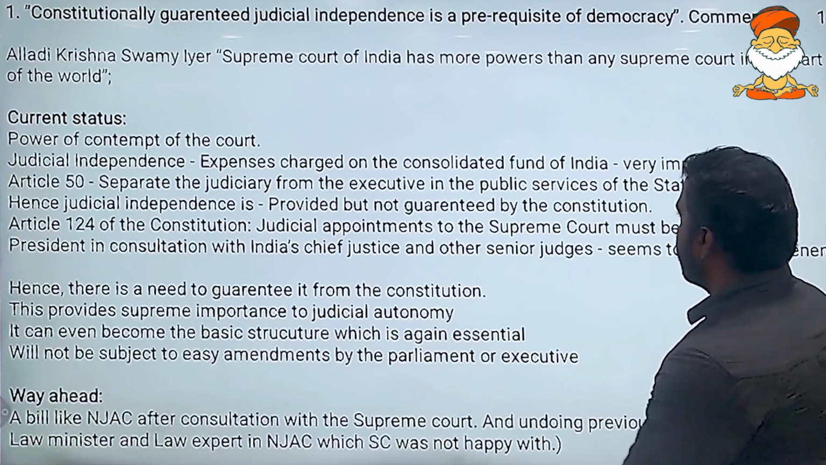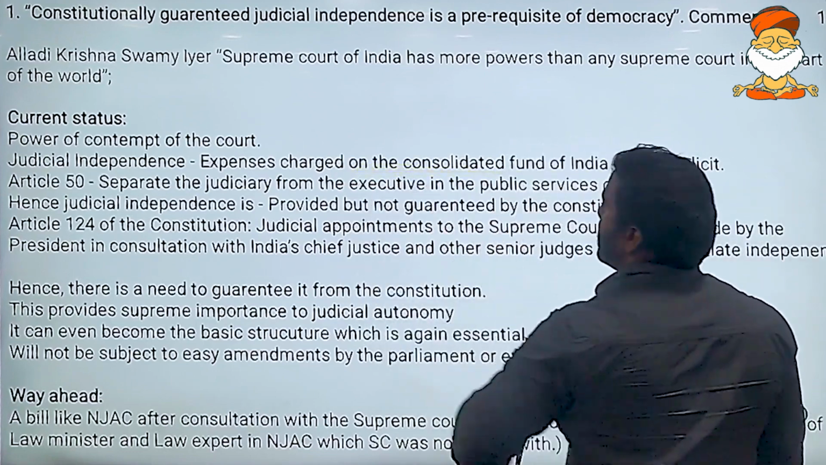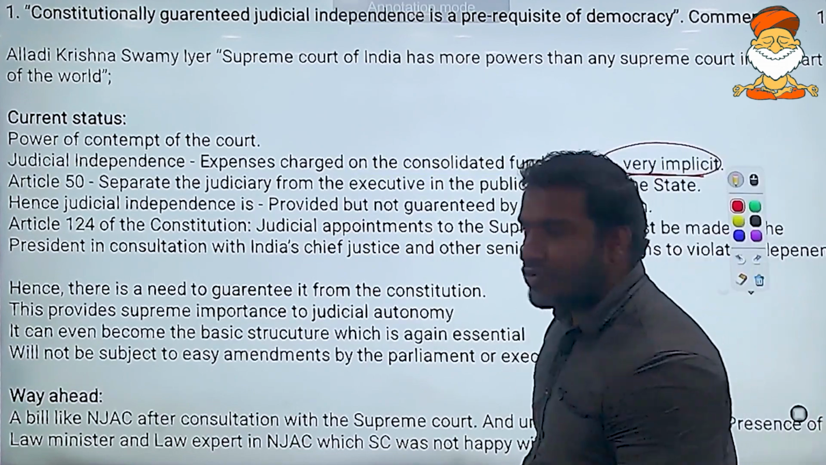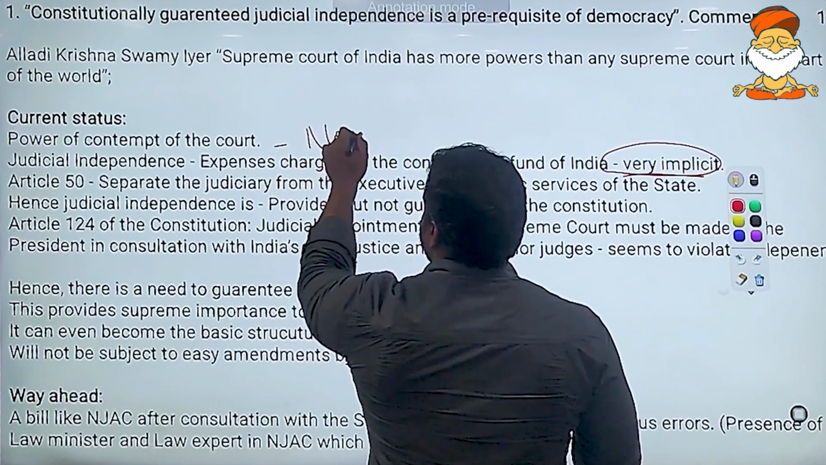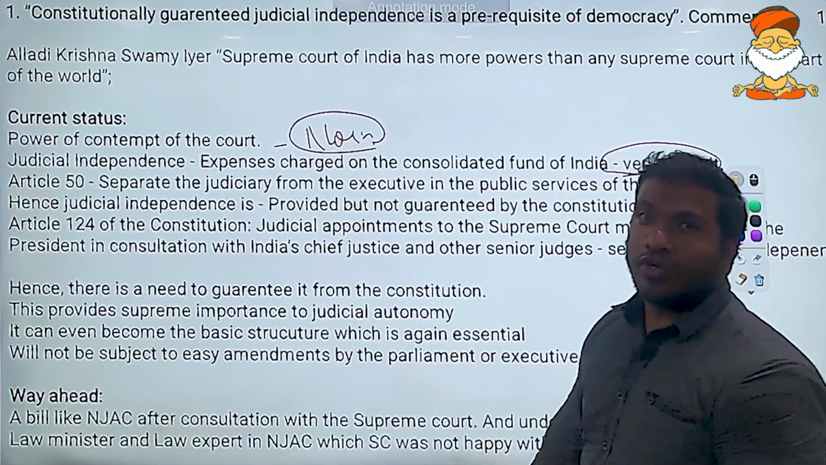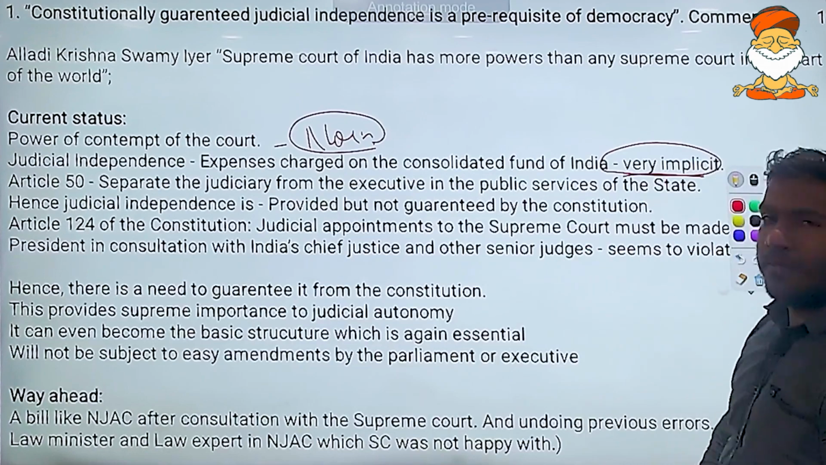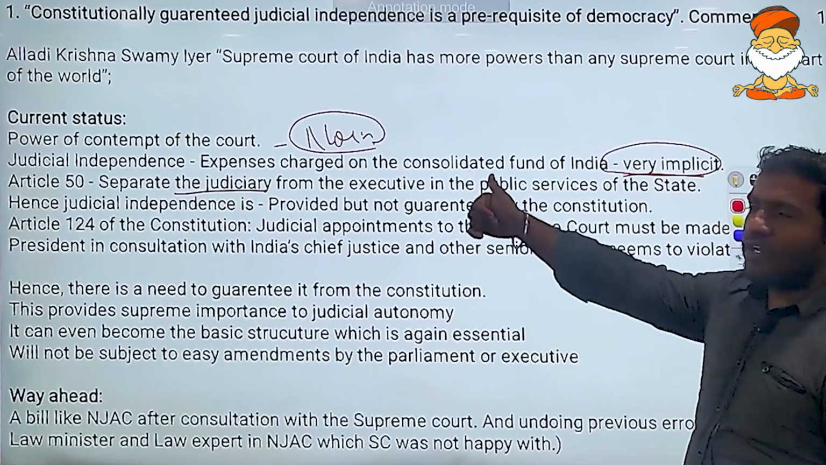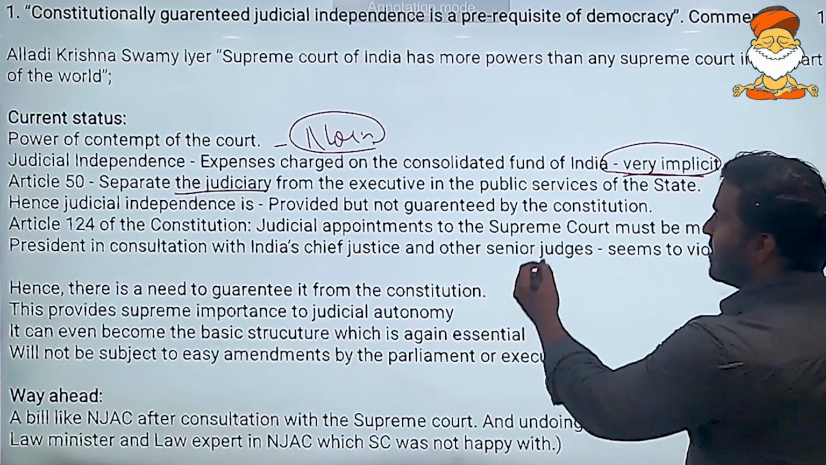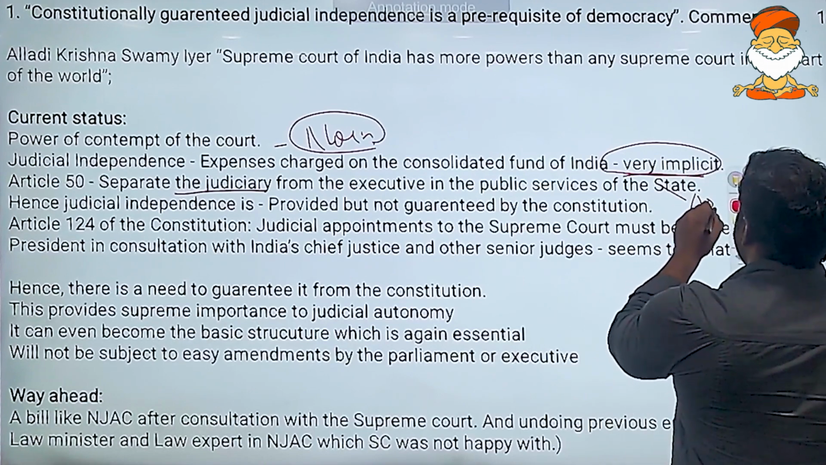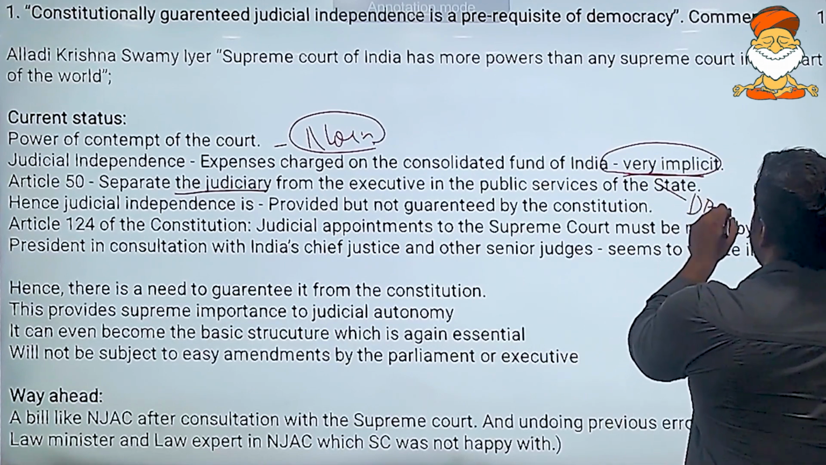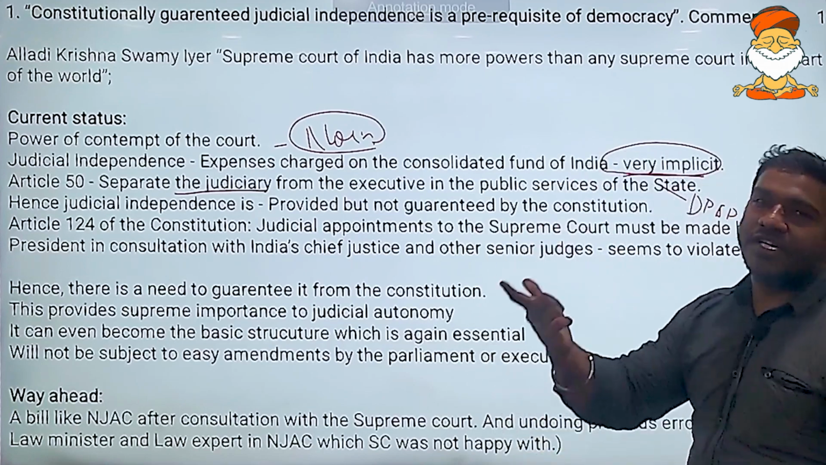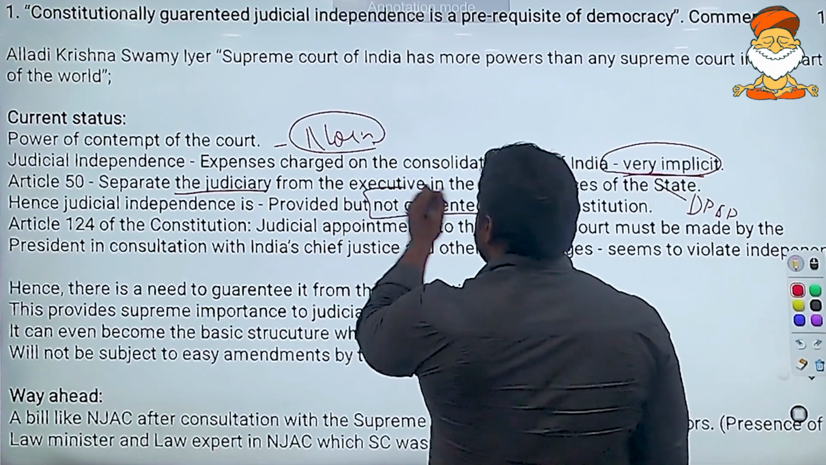So this is an element of independence, but the statement is very implicit. It is not explicitly given in the constitution. The Contempt of Courts Act gives that, so it is non-constitutional. Then Article 50 says there should be a separation of the judiciary from the executive, but this is a directive principle which cannot be legalized. So again there is a drawback here, and hence judicial independence is provided but not guaranteed in the constitution. There is nothing guaranteed as such.